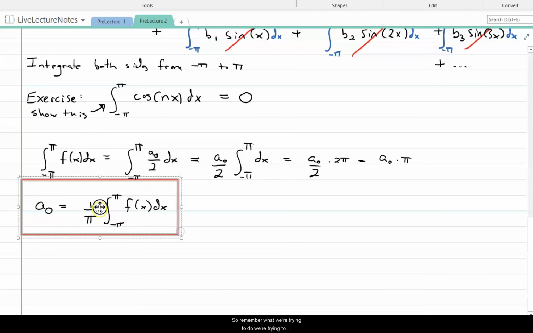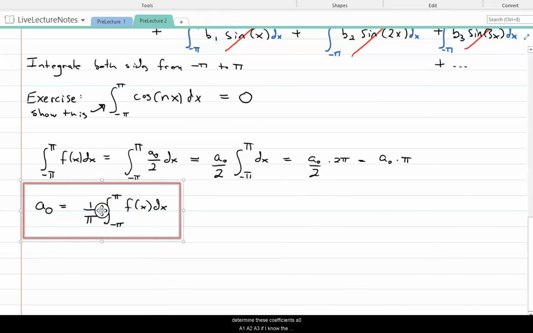So remember, what were we trying to do? We were trying to determine these coefficients, a0, a1, a2, a3, if I know the function f of x. So we've done one coefficient. The bad news is we have an infinite number more to do, but you'll see that the other ones will come more quickly. We don't have to do them all one at a time. But you can see the idea, right? If I know this function f of x, and I want to know this coefficient a0, I just do this integral from minus pi to pi of the function f of x and divide by pi. By the way, it's worth mentioning what is the meaning of this.